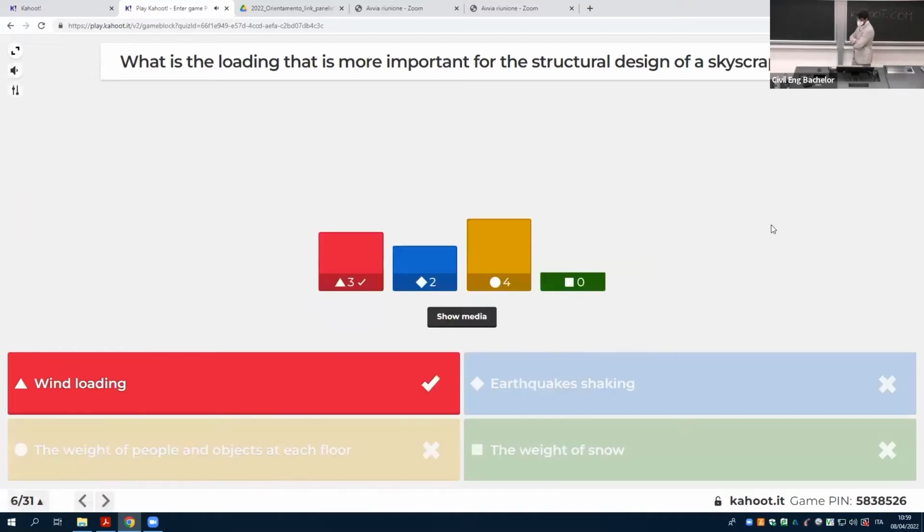Let's see. 7 answers, 8. Okay, wind loading is the correct answer, and the most frequent answer was the weight of people and objects on each floor. Strange enough, whenever you have to deal with very tall structures, you deal with the wind. The wind is not much because it imposes very strong forces. It's because it generates vortices that make the whole structure sway at frequencies that are extremely dangerous. So studying the dynamics of structures and not just their static behavior is one of the great skills of a civil engineer.